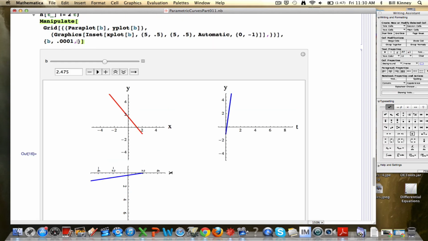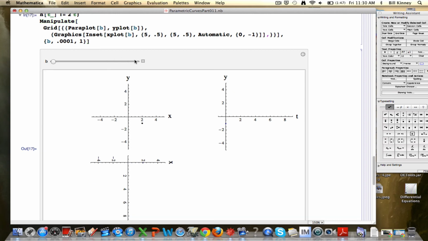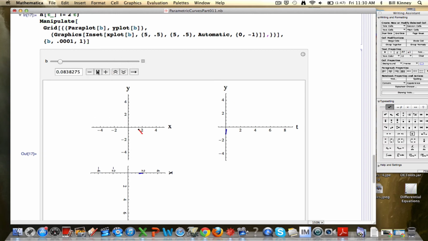In fact, let me go to 1. I made a change. Let's go back to what it was. It's still going too far. See that? What happened there? It's covering the same amount of ground in half the time.